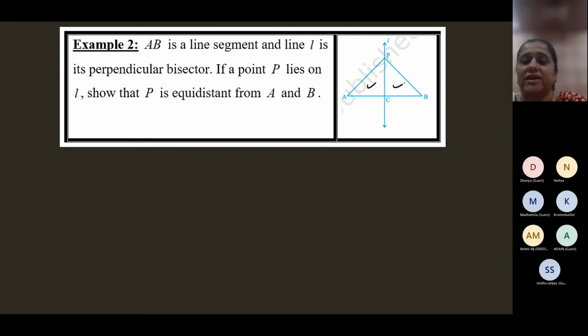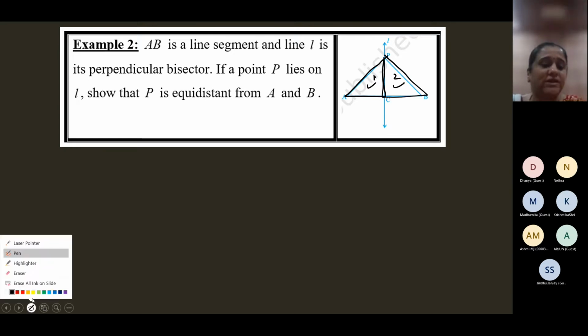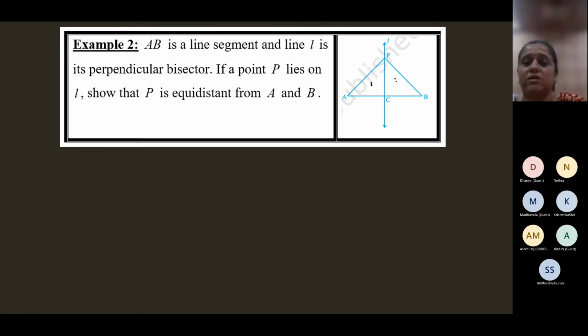So take up these 2 triangles. Let me call this the first triangle, children. And this one is the second triangle. The first triangle has PA in it, and the second triangle has PB in it. So the first triangle is PAC, the second one is PBC.